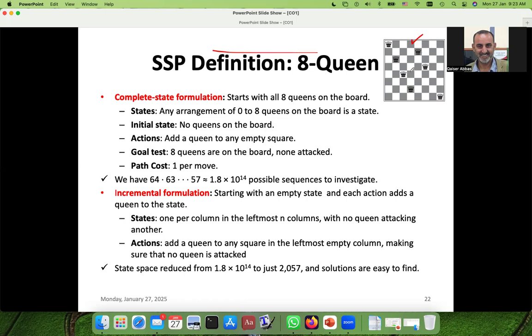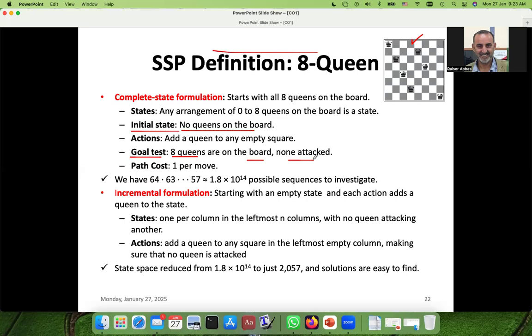What is the initial state? Initial state: no queens on the board. The board is empty, and we have not placed any queen on the board, so that is the initial state. What is the goal state for that? You will put 8 queens on the board, and none attack. No queen will attack another. So this is the goal state. This is what you want.